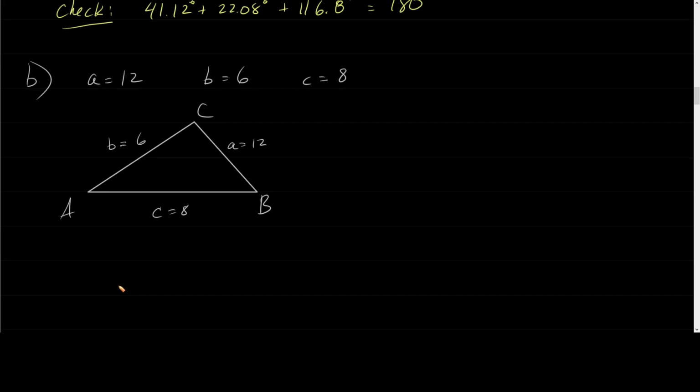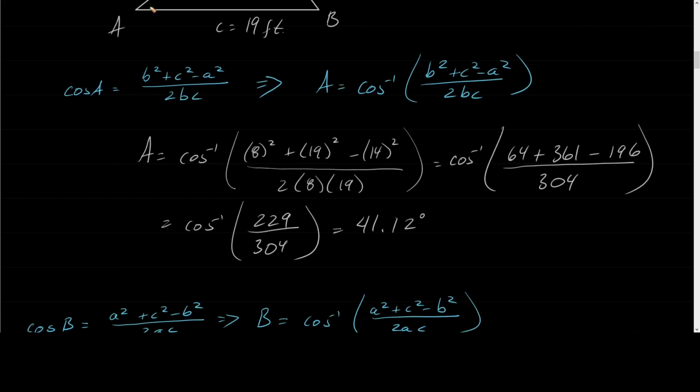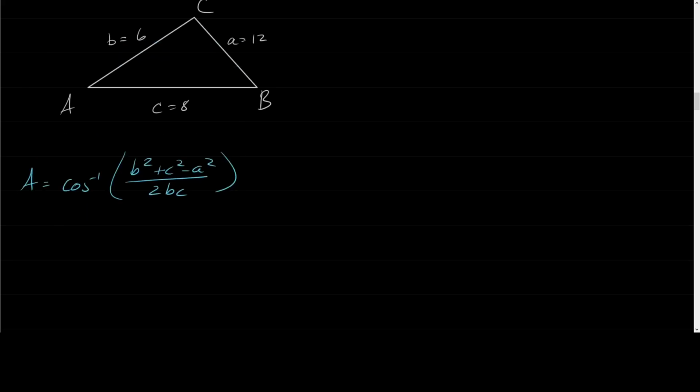So let's go ahead and start this, but I'm going to copy some information from here so that we don't have to rewrite too much. So if we start with angle A, then angle A is equal to cosine inverse of B squared, so that's 36, plus C squared, that's 64, minus A squared, which is 12 squared, which is 144, over 2 times B times C. 2 times 6 is 12. 12 times 8 is 72.